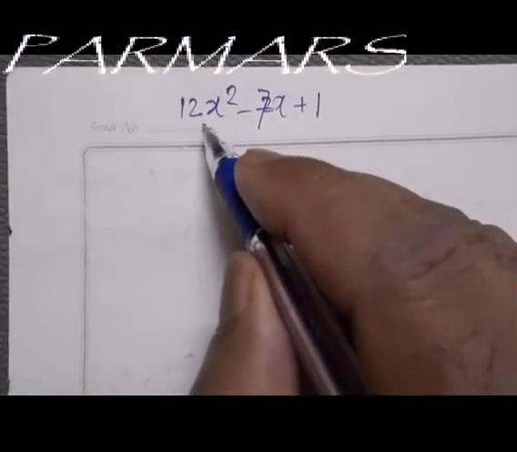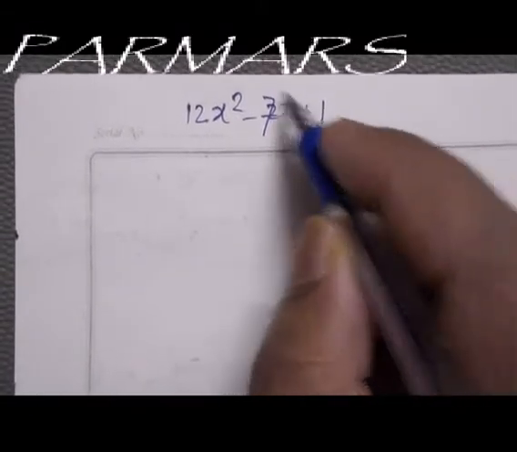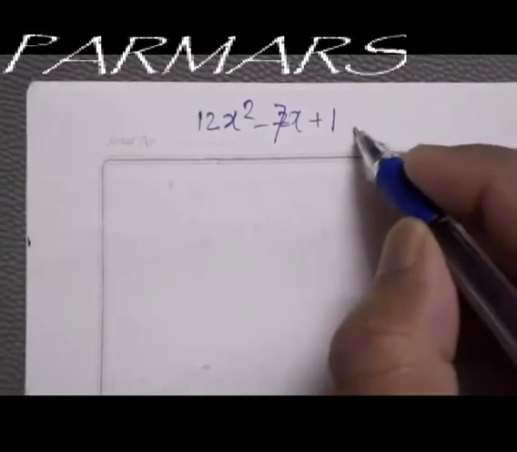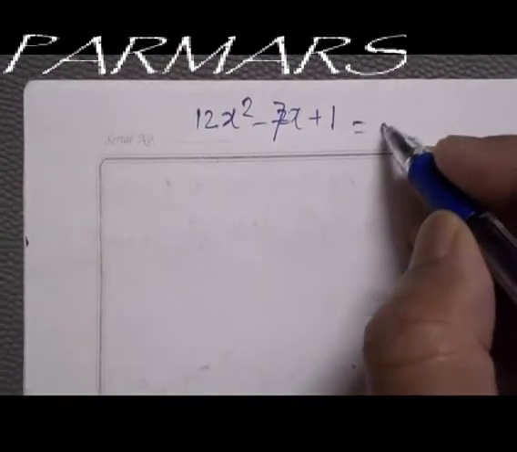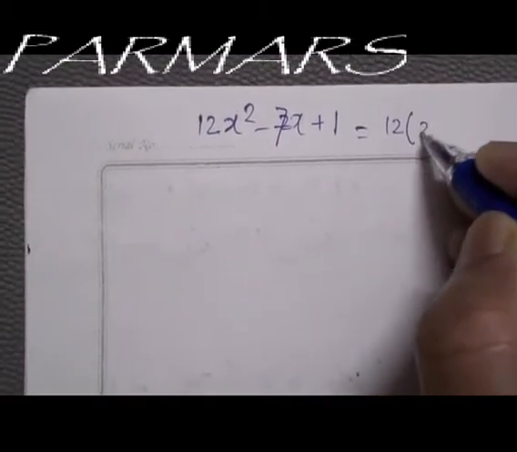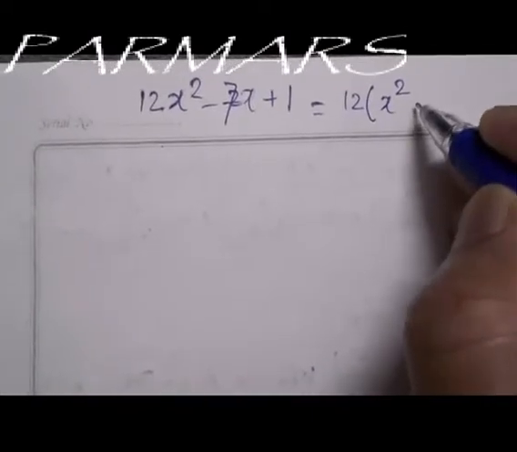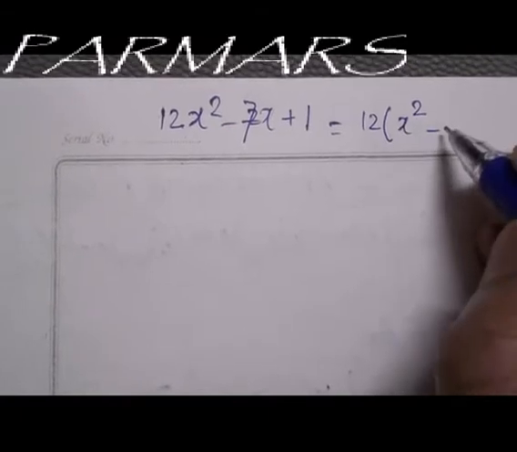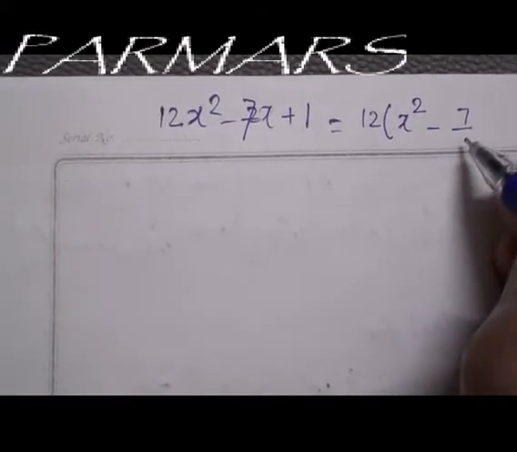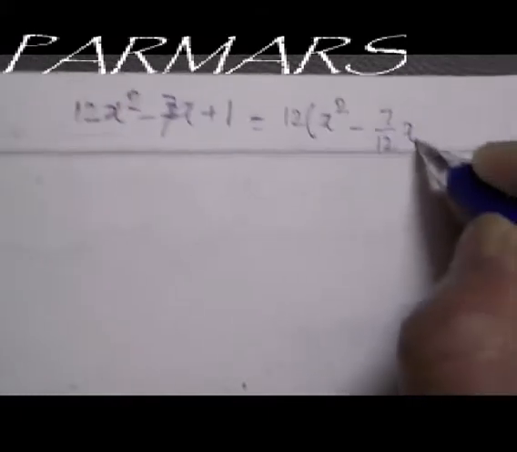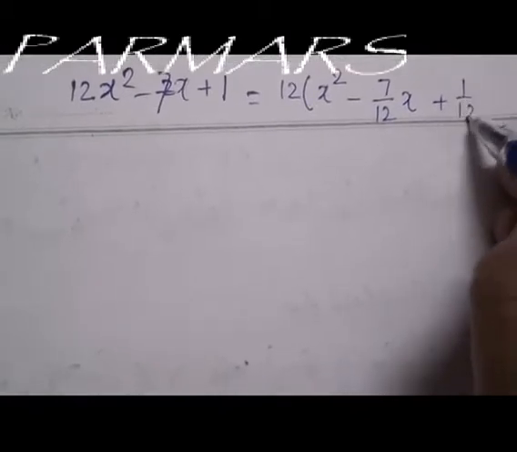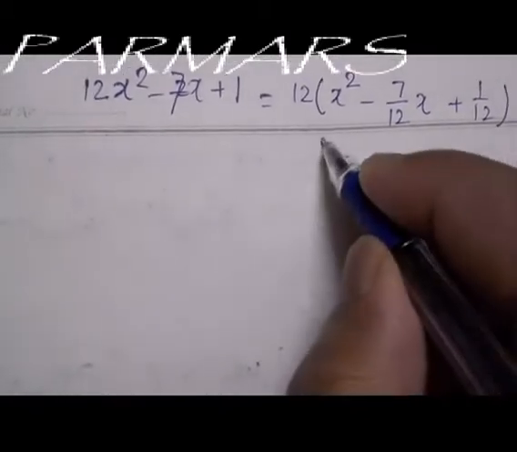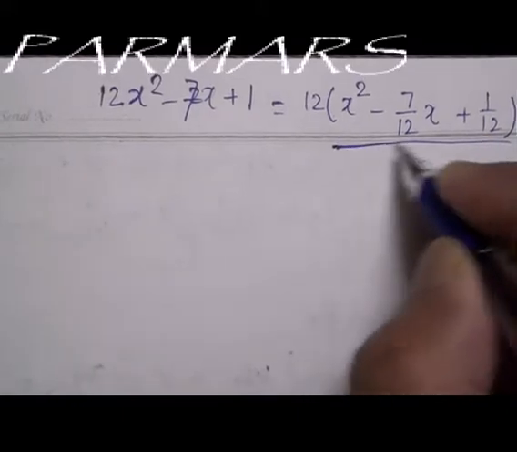Again, doing it through factor theorem, first we have to take the coefficient of x square as common if it is not 1. 12 common liya humne, so 12 into x square, yahan 12 nikal gaya, phir yahan bhi 12 nahi hai to 1/12 ho gaya. To ab hamein is part ko factorize karna hai.